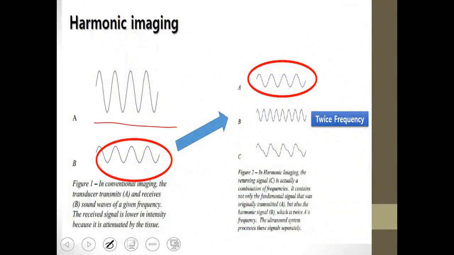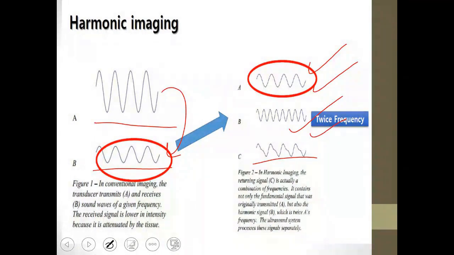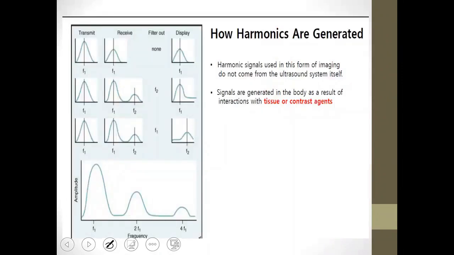For example, this is the signal you transmitted in conventional or standard imaging, and this is the signal you received. Both have the same frequency, but the amplitude differs. However, in the case of harmonic imaging, this is the signal you transmitted, and this is the signal you received. So now you have a different frequency. Both frequencies are combined, meaning that the signal you receive will contain the fundamental frequency as well as the new frequency resulting from interactions. So what you have is the transmitted signal and the received signal.